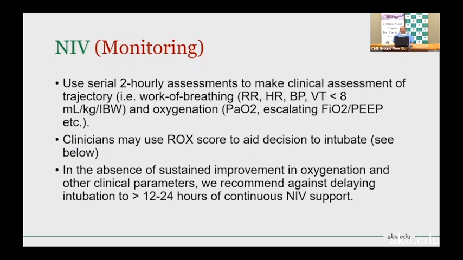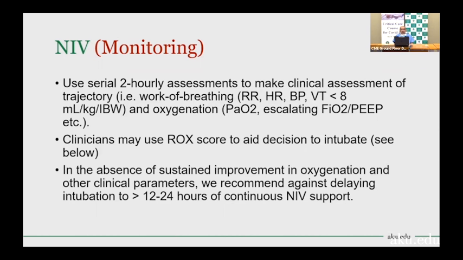You need to monitor from the clinical picture. If you use the high flow and the non-invasive, and you see the patient is comfortable, this is the best judgment. But the other thing you can measure, the work of breathing, like respiratory rate, the heart rate settled down, the BP settled down, the tidal volume is not requiring more and more high support of the IPAP. Sometimes clinicians use the ROX score.